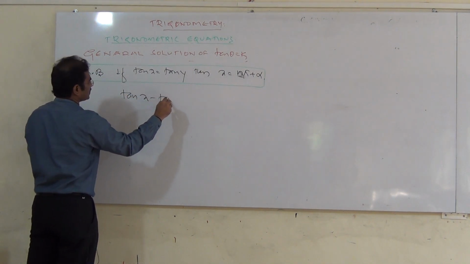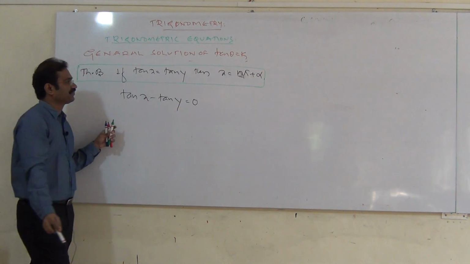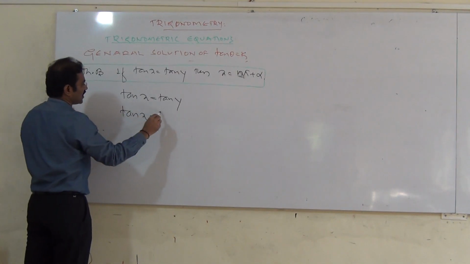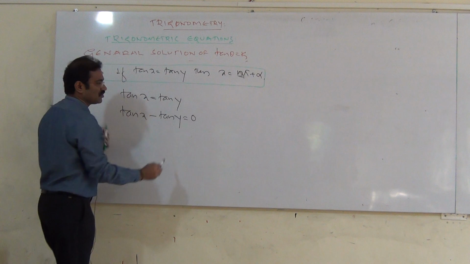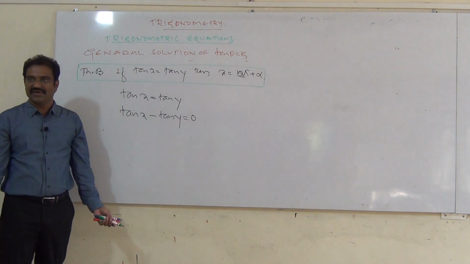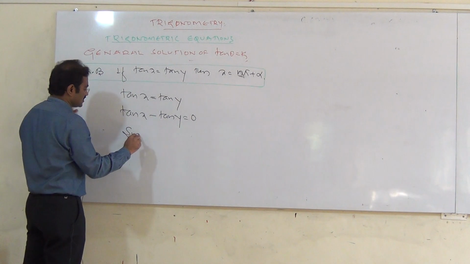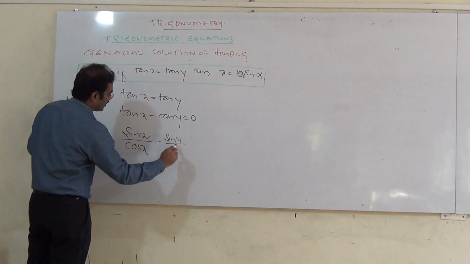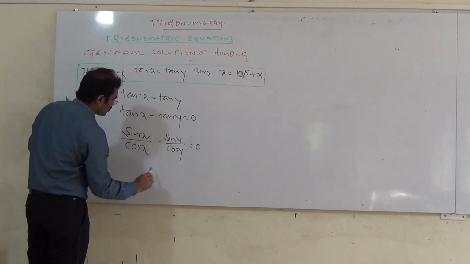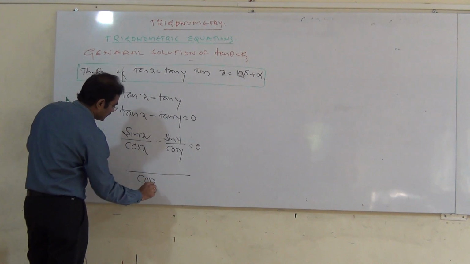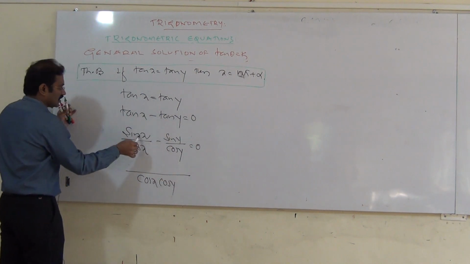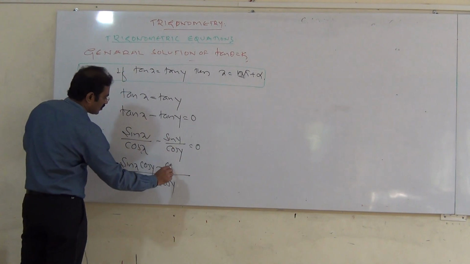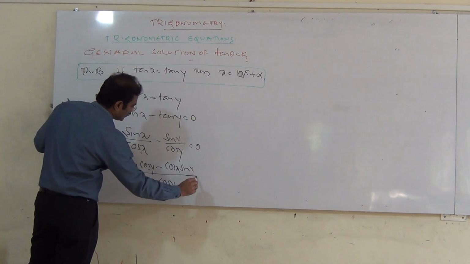Tan x minus tan y is equal to 0. Tan x is equal to tan y, or tan x minus tan y is equal to 0. Do you know tan c minus tan d? We don't know. Then write this one as sin x divided by cos x minus sin y divided by cos y is equal to 0. The LCM is cos x cos y, cross multiplication: sin x cos y minus cos x sin y is equal to 0.